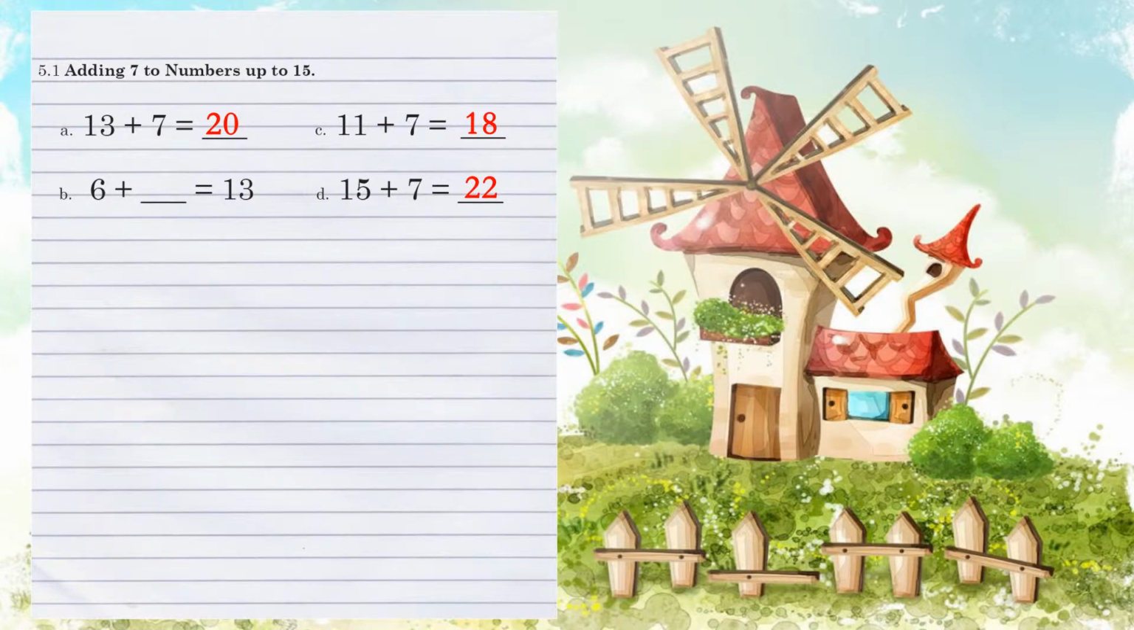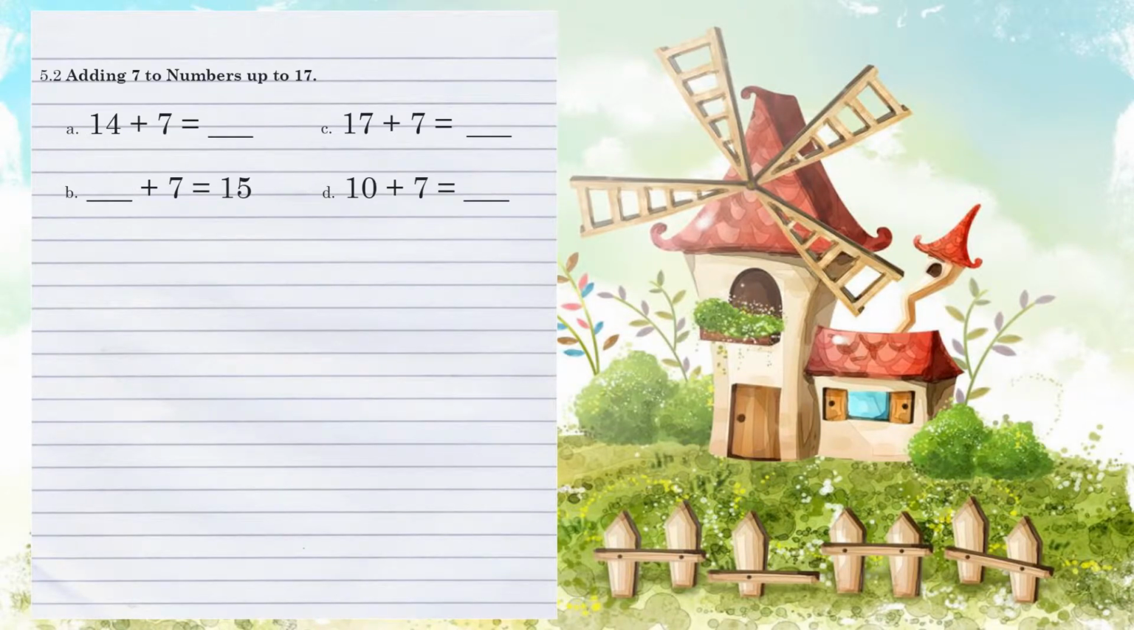6 plus what number equals 13? Let's count. Basically, you're going to count from 6 to 13 and see how many marks you make. So we have 7, 8, 9, 10, 11, 12, 13. We have 7 marks, so we are adding 7.